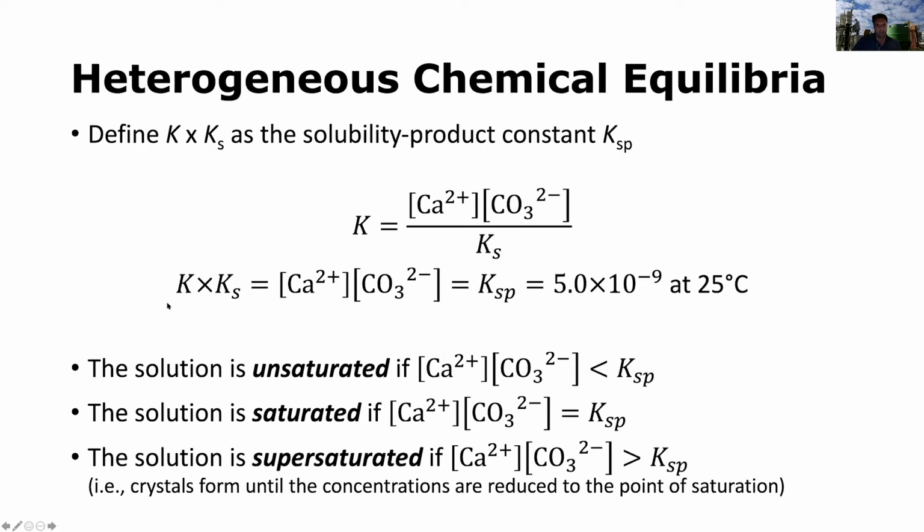For heterogeneous chemical equilibria, we define the solution to be unsaturated if the product of the two molar concentrations is less than the solubility product constant K sub SP. If the product of the molar concentrations is equal to K sub SP, we describe that as a situation where the solution is saturated. And the solution is supersaturated if the product of those molar concentrations exceeds K sub SP. That would be a situation where crystals form until the concentrations are reduced to the point of saturation.